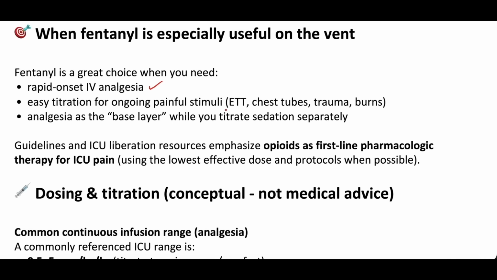Whether it's from the endotracheal tube or chest tubes or traumas or burns or what have you. And it's nice as an initial analgesia, a first base layer, while you ensure pain is well controlled. And if there's still issues, then you initiate a sedating medication like Propofol or Dexmedetomidine. Guidelines and ICU liberation resources emphasize that, right? They emphasize opiates, fentanyl in particular, as first-line pharmacotherapy for ICU pain, obviously using the lowest effective dose and protocols when possible, looking at that CPOT score.